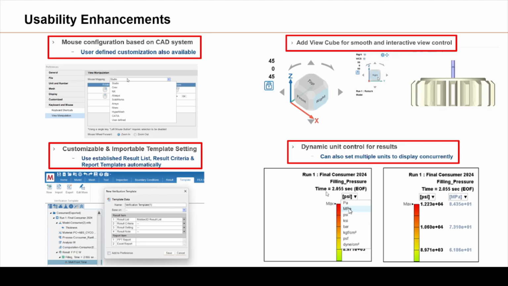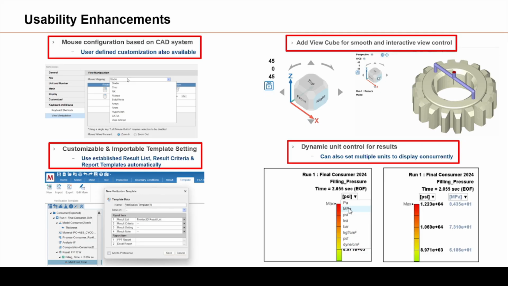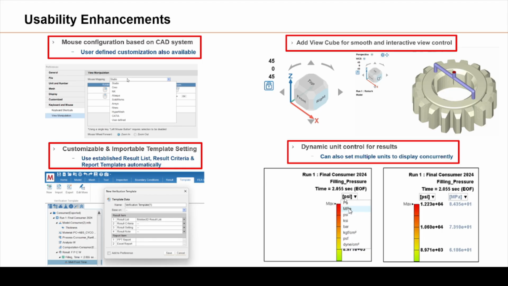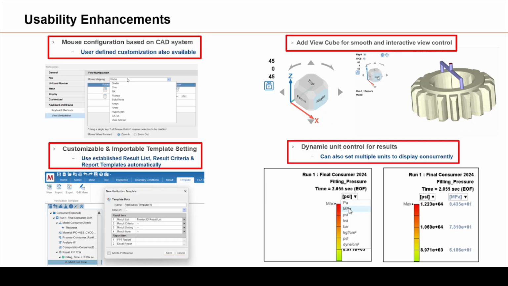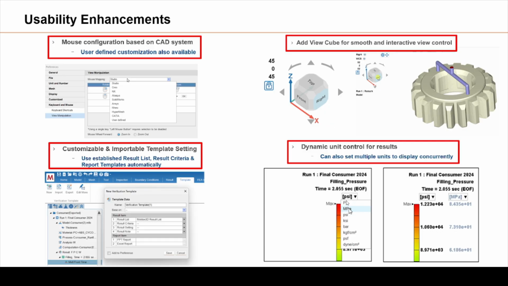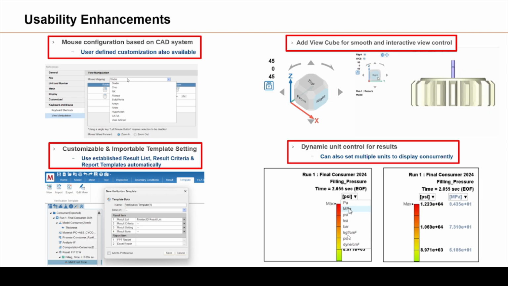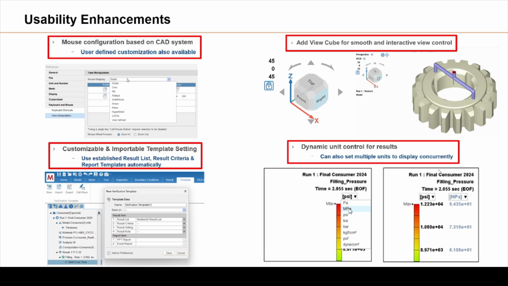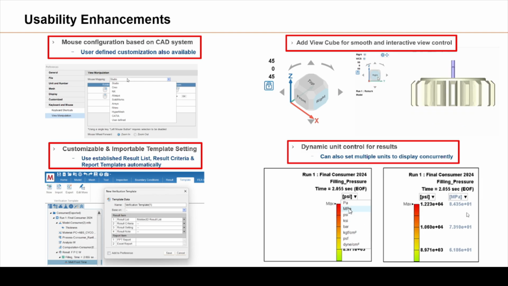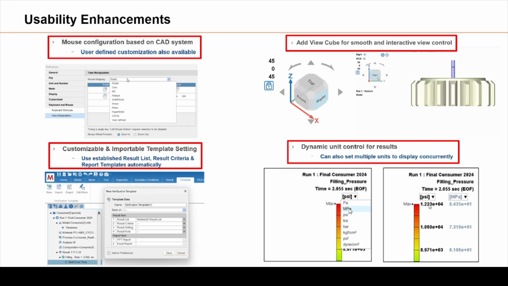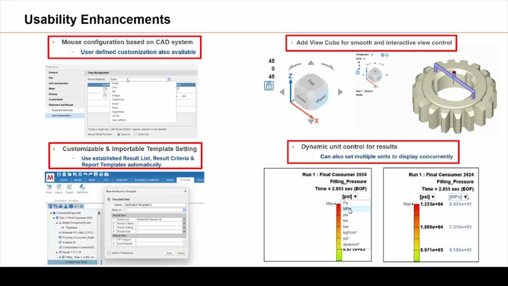We also have a new dynamic unit control for our results. Rather than having to go to the preferences every time to change your units, there's going to be a drop down for all of the results in Moldex3D to change between the viable unit systems that are available for that particular result. In this case, you can see that we have pressure results, but this also works for things like temperature, flow rate, etc. In addition to this, over in your preferences menu, you can set up a dual unit display. So you can have PSI and MPa output simultaneously.